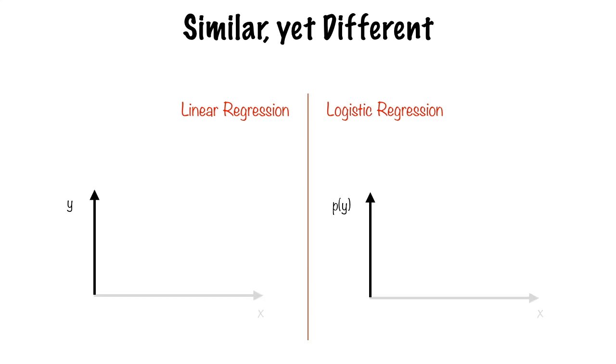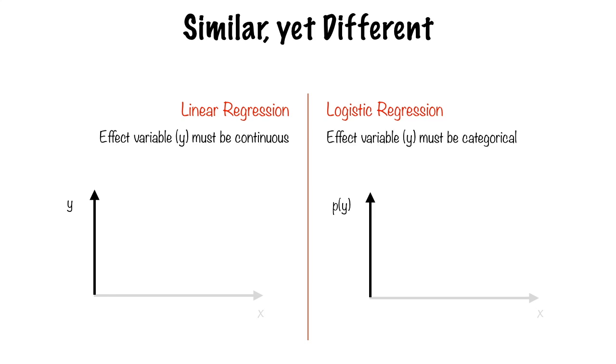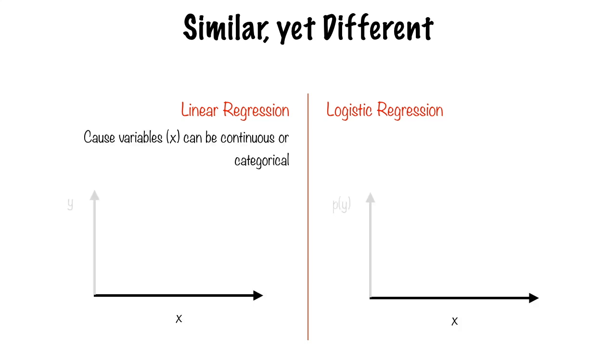From the examples we've already seen, it's pretty clear that linear regression needs the effect variable y to be continuous. In logistic regression, on the other hand, the effect variable must be categorical. It must be drawn from a finite set of outcomes. The causatory variables can be either continuous or categorical, and this is true with both linear and logistic regression. So in neither case is there any restriction on the type of variable used as the explanatory variable.